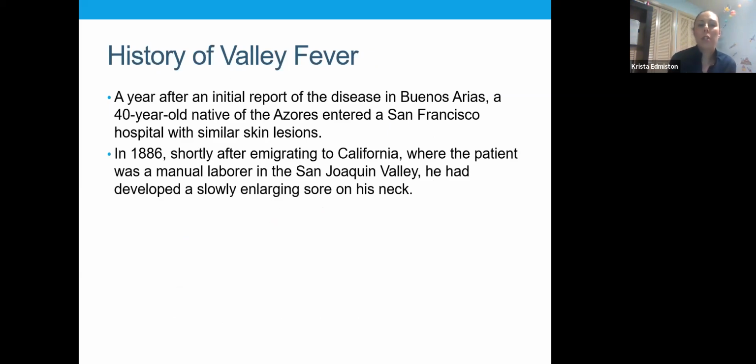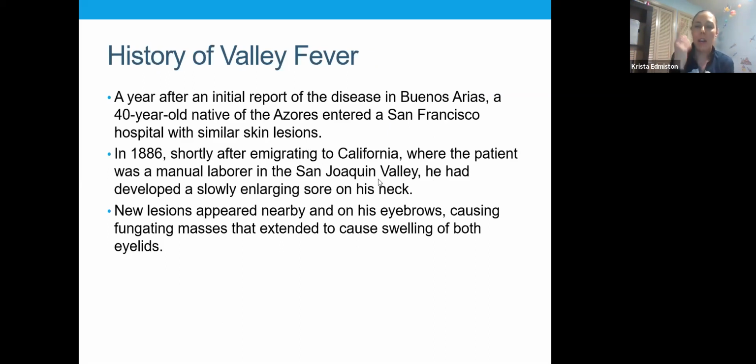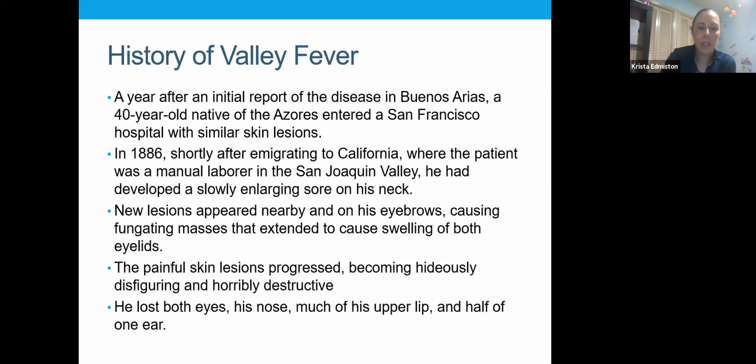So that was the first initial report of the disease. In 1886, after immigrating to California, that person was laboring here in the Central Valley and developed a slow, enlarging sore on the neck, and then on the eyebrows, and then swelling in both of his eyelids, so all these fungulomas everywhere. He became very disfigured, lost both of his eyes, his nose, and much of his upper lip. So it was our first report of valley fever.